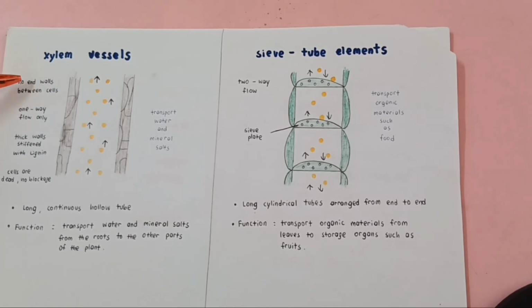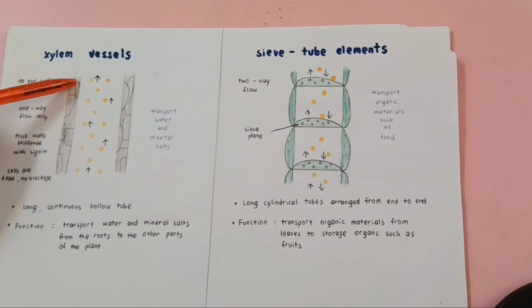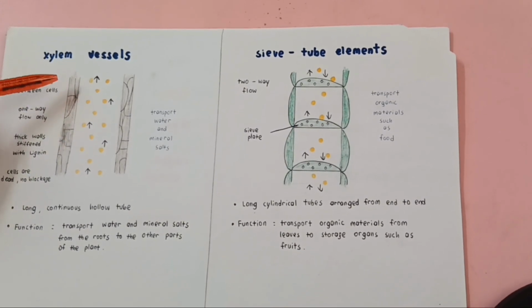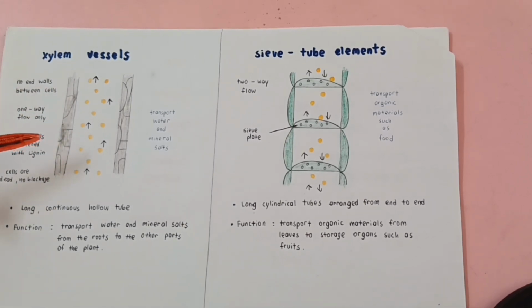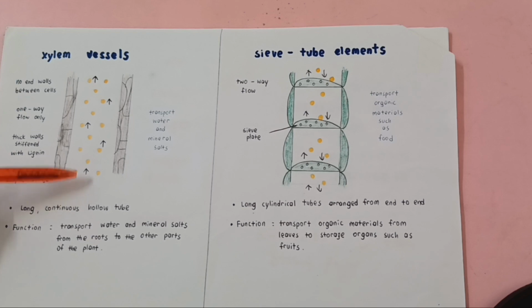First, there is no end wall between one cell and another cell, and so the substance flows in one way only. Then the cell wall of the xylem vessel is thickened with lignin. Next, the cells are dead, so there is no more content in the cell to obstruct the continuous flow of substance through the xylem vessel.